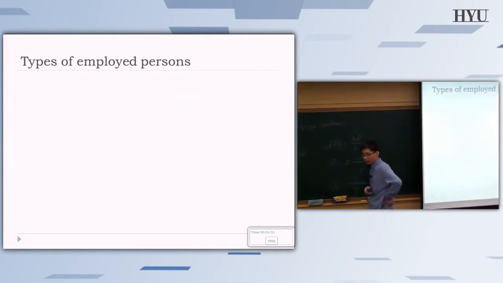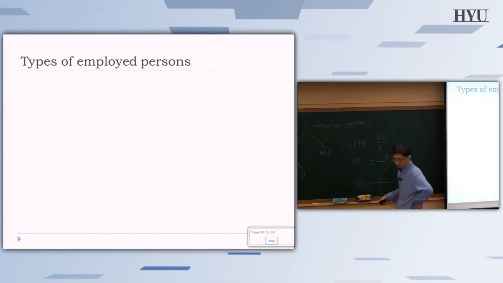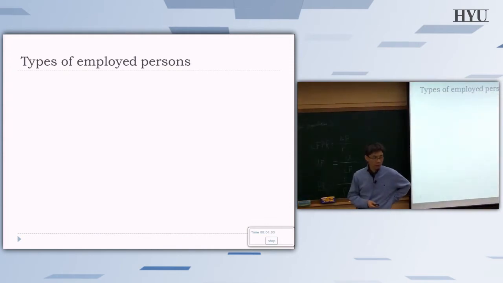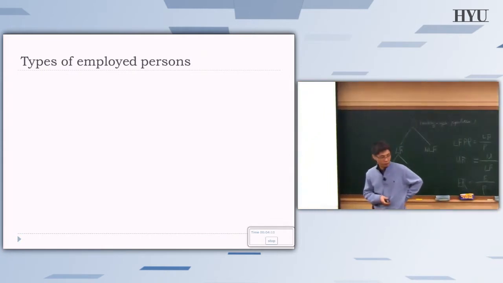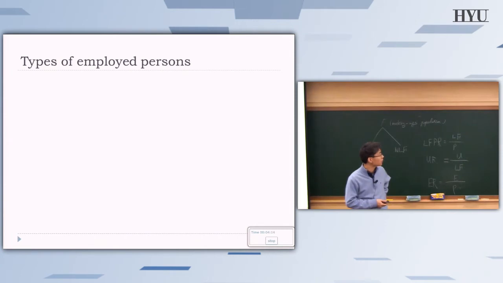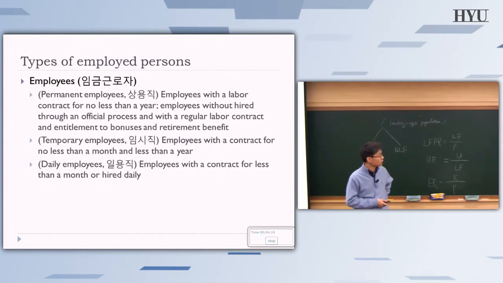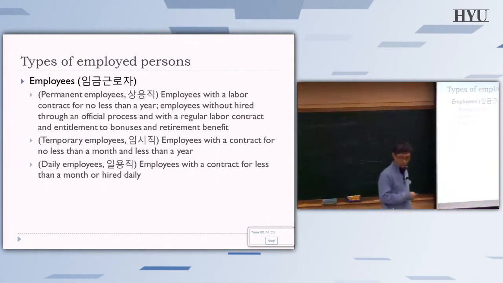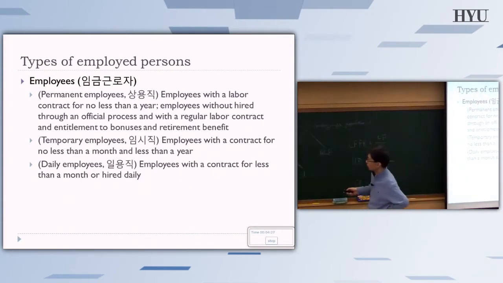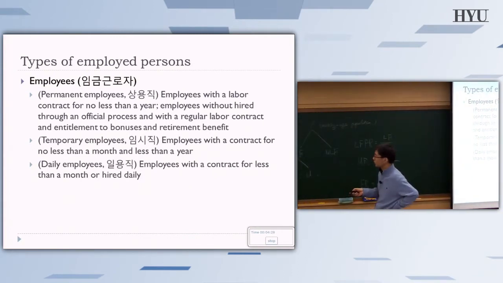Employed persons: here we talked about UR and ER. I will just briefly talk about the types of employed persons. Sometimes you hear statistics about this, so it's good to know what they mean. Traditionally, in Korean statistics, employees are divided into three types: permanent employees, temporary employees, and daily employees. This division is according to the length of the labor contract.